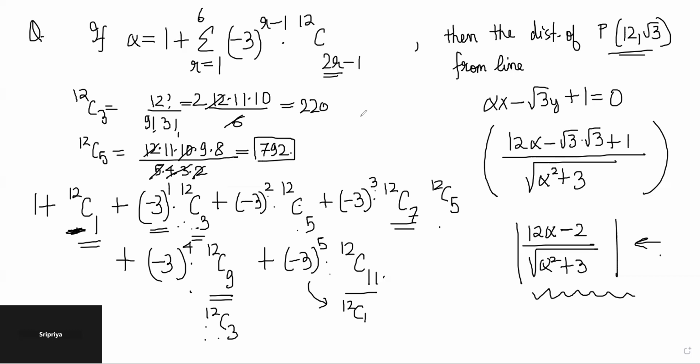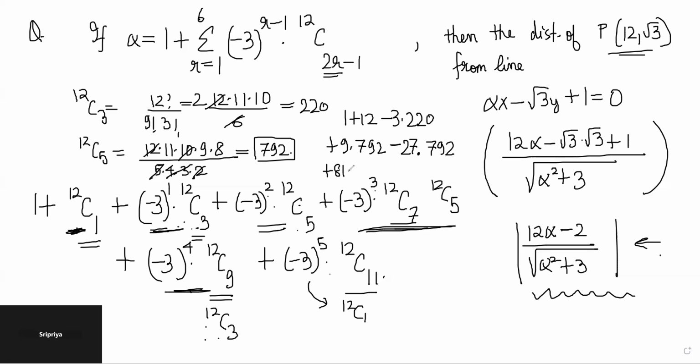So I have 1 plus 12, minus 3 into 220, plus 9 into 792, minus 27 into 220 into 12, 792, right? This is 12c3 again, so plus 81 into 220, and this is minus 243 into 12, right?